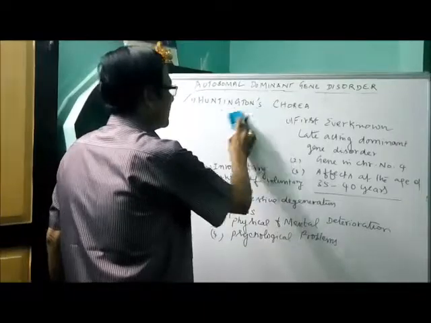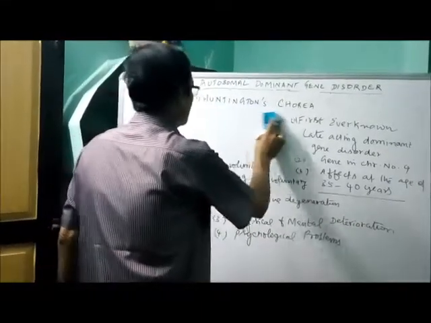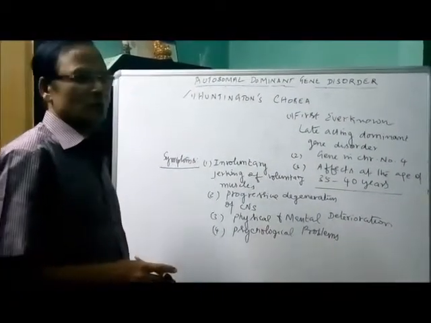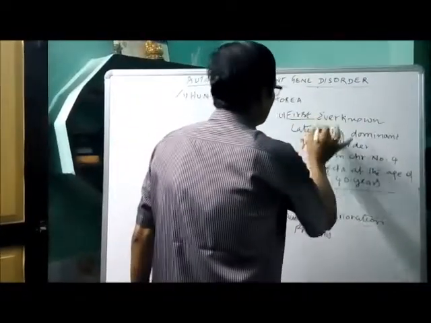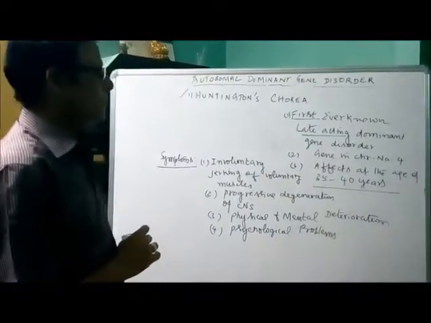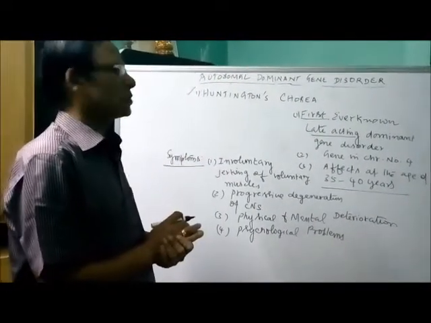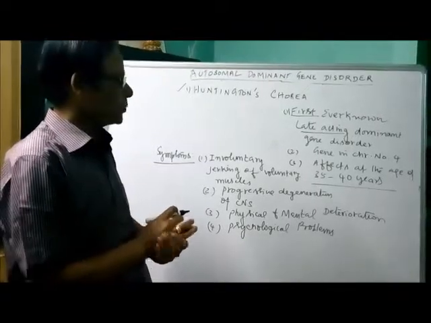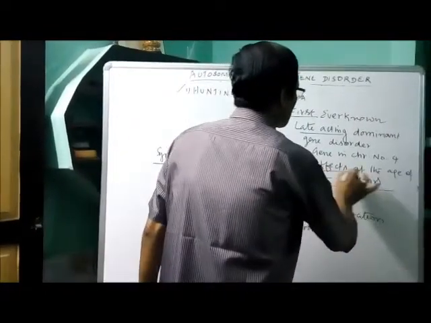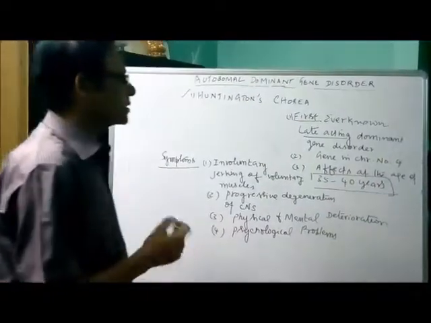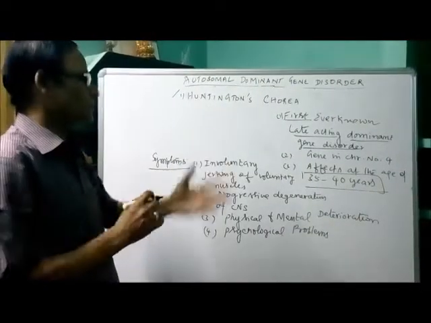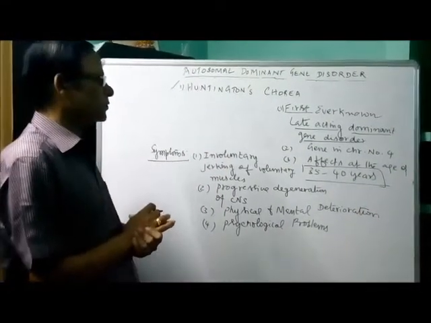The name is given after a person, George Huntington, who reported this disease. This is the first ever known late acting dominant gene disorder. It was the first autosomal dominant disease reported. Late acting means it does not affect individuals below 35; the disease is expressed after 35. As it is caused by a dominant gene, it is called a dominant gene disorder. The affected gene is present in chromosome number 4, and it affects people at the age of 35 to 45.